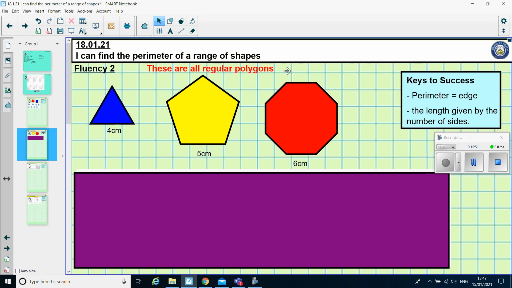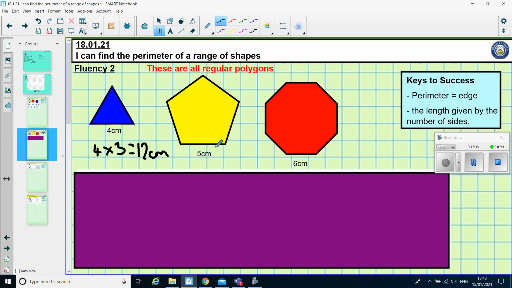Okay, so looking at my blue shape, hopefully you know it's a triangle. They've told us the length of one of the sides of that triangle. They said it's 4 centimetres. Now we know that that is a regular triangle or an equilateral triangle. So if one side is 4 centimetres, the other 2 sides must also be 4 centimetres. So what I can do here, actually, if I know one side is 4 centimetres and the shape has 3 sides, to find out the perimeter, I can do 4 times 3. So I'm doing the length given multiplied by the number of sides of the shape. So my triangle then has a perimeter of 12 centimetres.